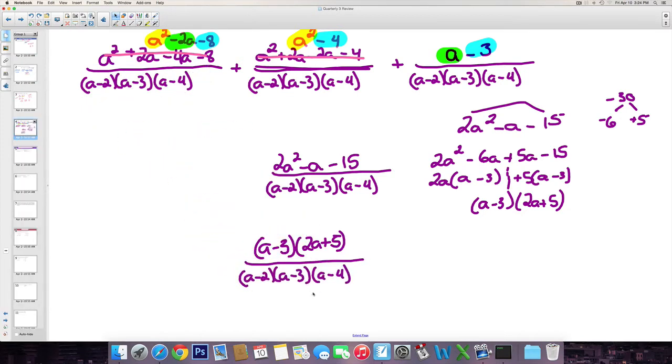And the last thing is just see if we can cancel anything out. And we can. A minus 3, that divides to 1. So we're left with 2a plus 5 divided by a minus 2, a minus 4.